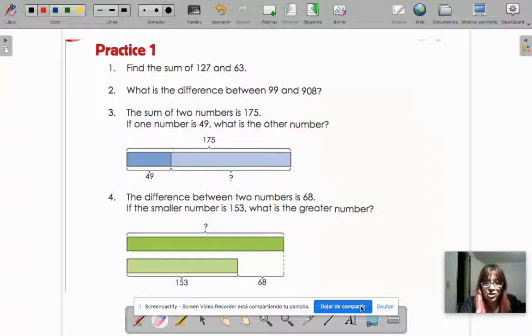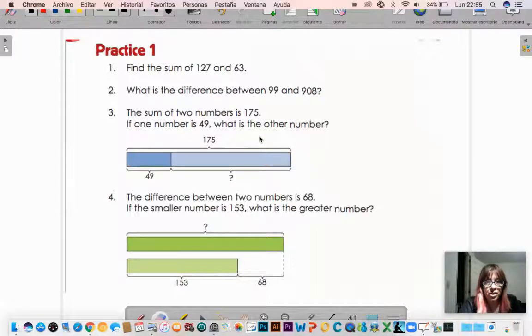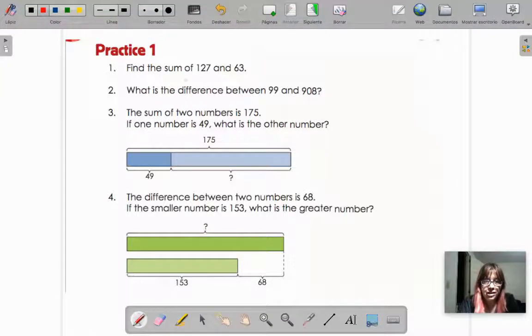So let's go to number 3 we were doing. The sum, that means the addition. The addition of two numbers is 175. We are going to be using these bars a lot in math, and they help you solve the problems, okay? So it says that we have two numbers that if we add them in all, as you can see this line, it says that in all we get 175. That means that's the answer.